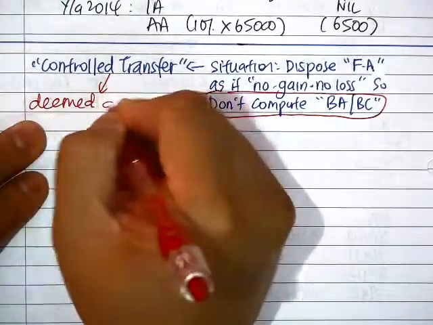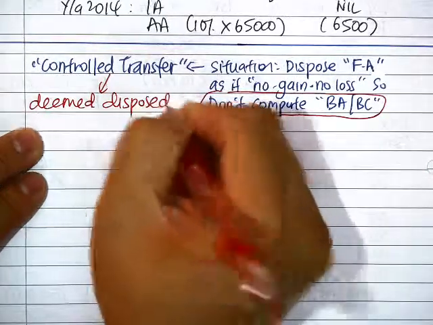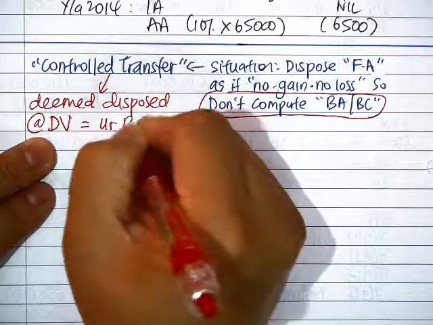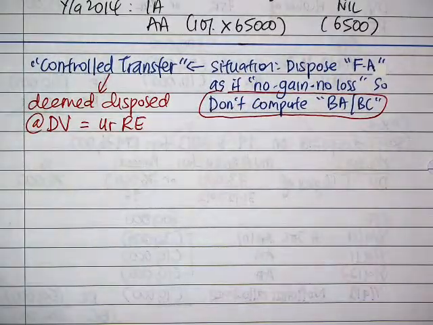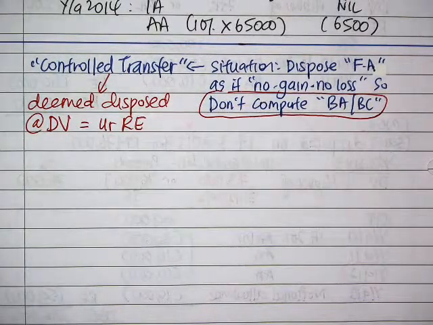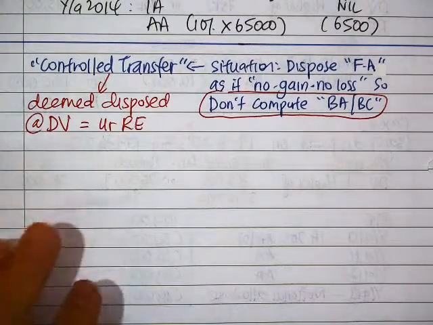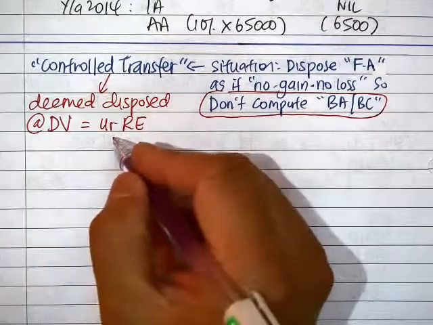You deem the disposal value (DV) equal to your RE. Alright? Now, what is your RE?